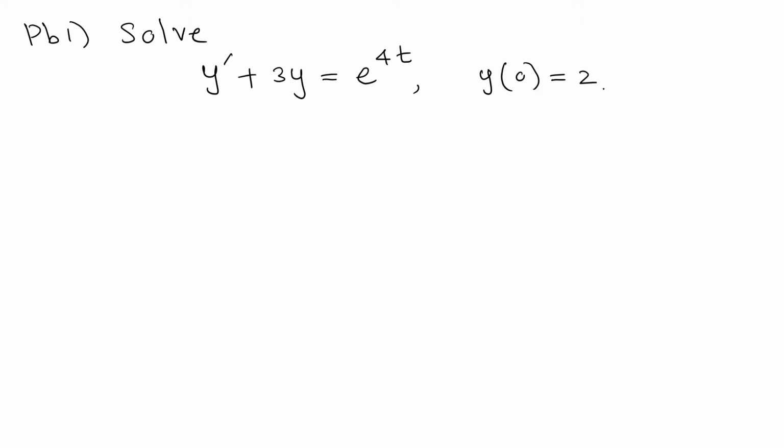Solve y prime plus 3y equals e to the 4t, with the initial condition y(0) equals 2. You can see it's given at 0, and we only need one condition because it's first order. Okay, so let's see how we do it. I'm going to go step by step in this problem, so write step by step.